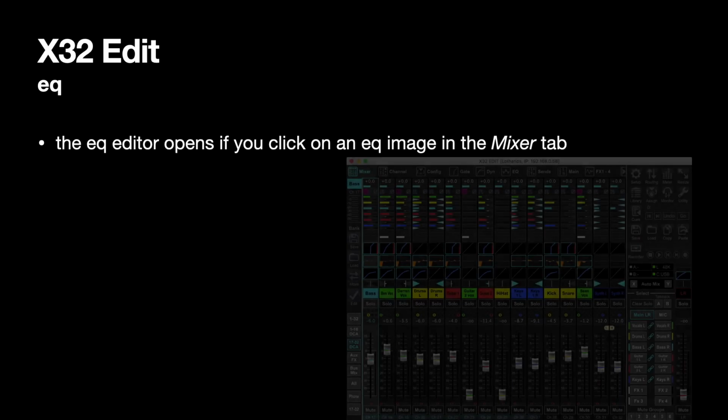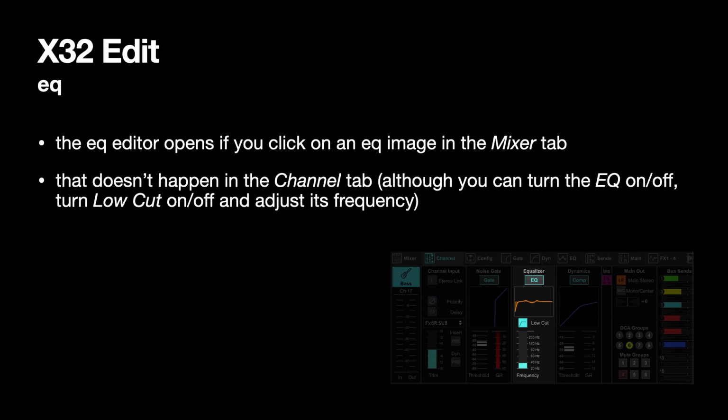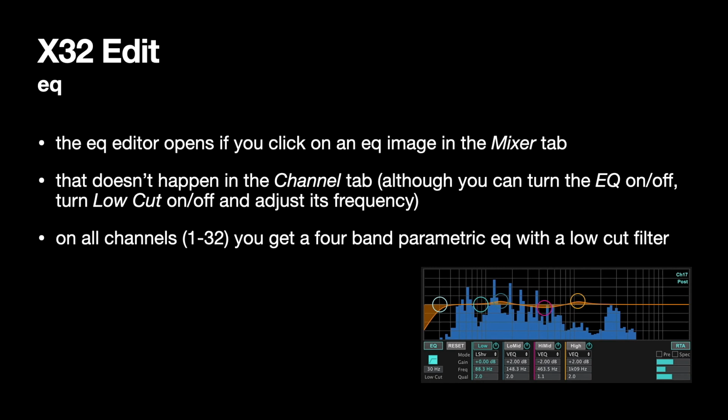The EQ. So again, on the mixer tab, if you click on an EQ display, any one, it'll jump you straight to the EQ editor for that channel that you've selected. So in the channel tab, although you can turn the EQ on and off, and you can adjust the low cut frequency and turn the low cut on and off, you can't click on the image and just get to the EQ editor. On all channels 1 to 32, you'll get a 4-band parametric EQ with a low cut filter. So that's channel 17 we're looking at.